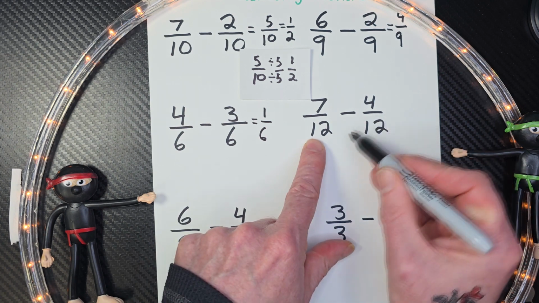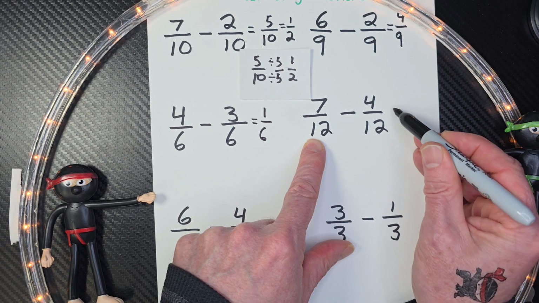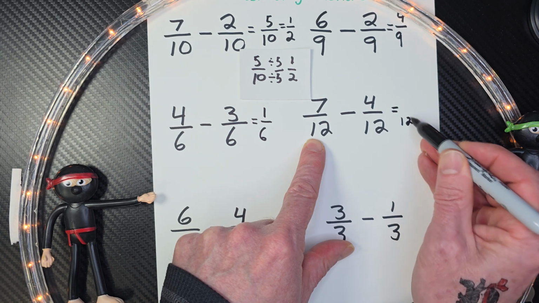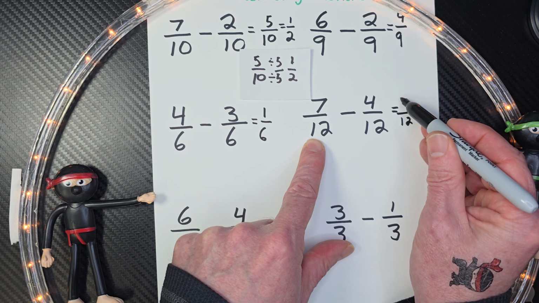Let's go on here. What happens here? Both of the denominators are the same, aren't they? So just write down 12. Put a line over there. Subtract 7 minus 4 equals 3.